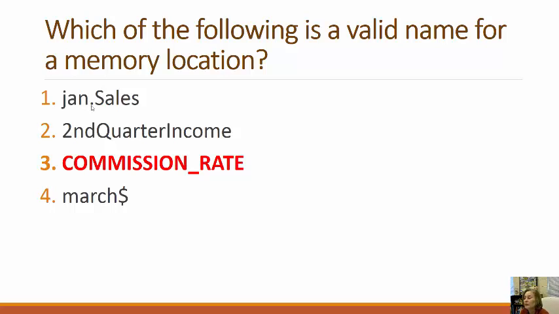The first one has a period, which you're not allowed to have. The second starts with a number, also against the rules. And the 4th one has a dollar sign, and that is also against the rules in naming memory locations.